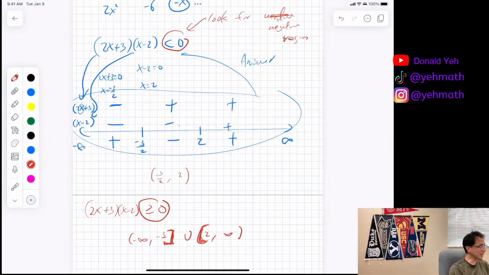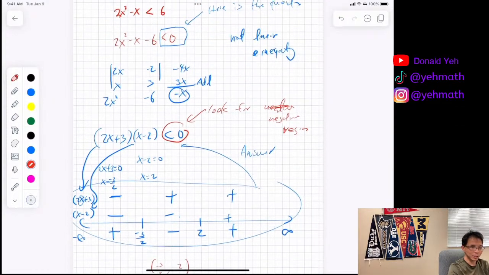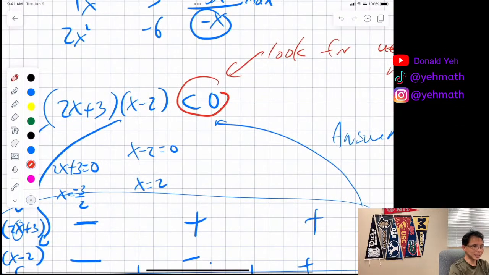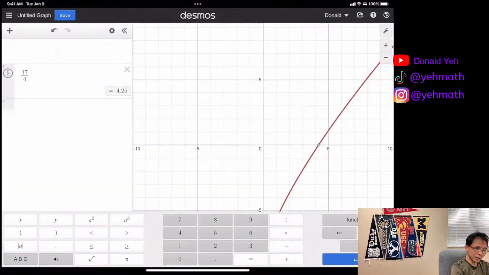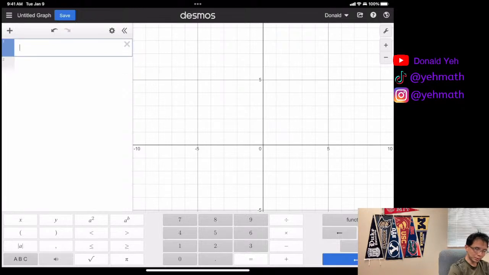And how do I check my answer on the internet? I graph it. I graph this to look at which one's above the x-axis, which one's below the axis. For example, I'm going to look at those questions here. They say less than 0. How do I graph on decimals? I graph it here. 2x, I don't know, it was 2x squared minus x minus 6, I believe.